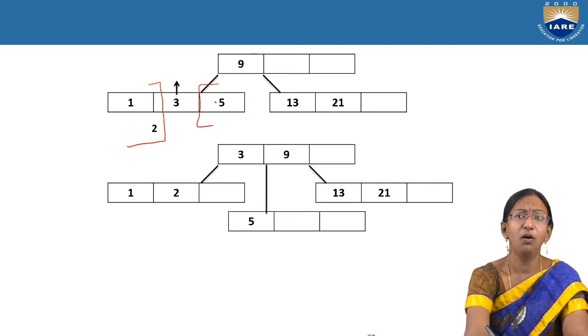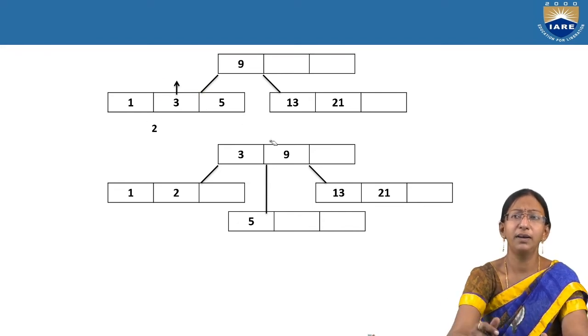But remember, all the values 1, 2, 3, 5 are lesser than 9. So, everything will come on the left of 9. So, this is how they are divided. Have a look at the second picture.